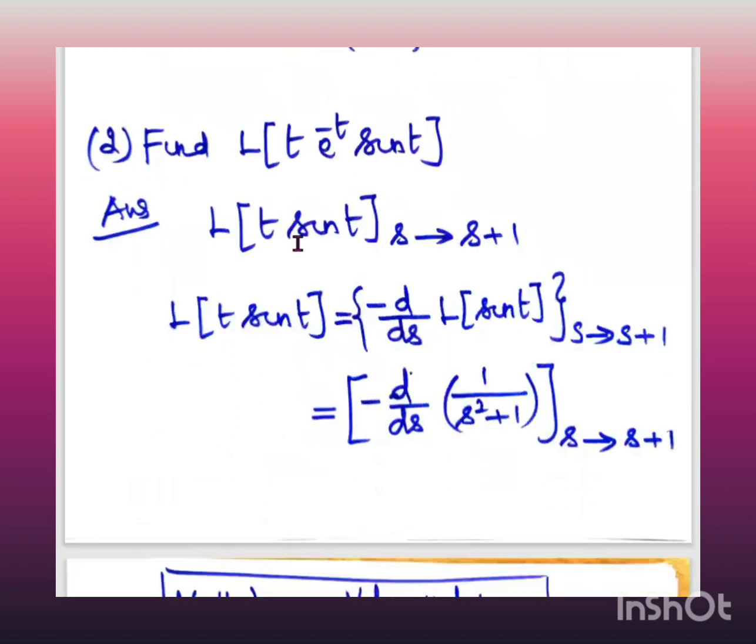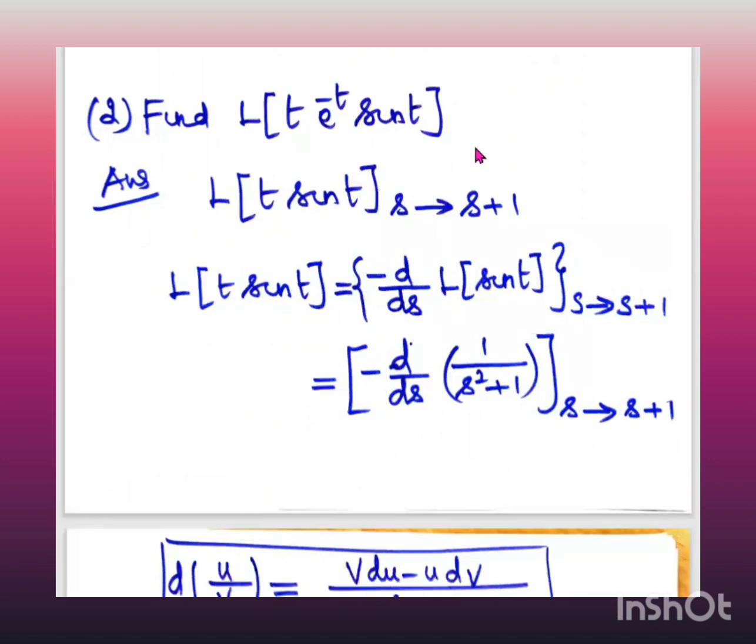Okay, let us see another example. Find L of t into e power minus t sin t. First, you have to find for t into sin t. What about e power minus t? L of e power minus t can be written as 1 divided by s plus 1. So therefore, s tends to s plus 1 I am taking for L of e power minus t. Okay, shifting property. So L of t sin t, s tends to s plus 1.